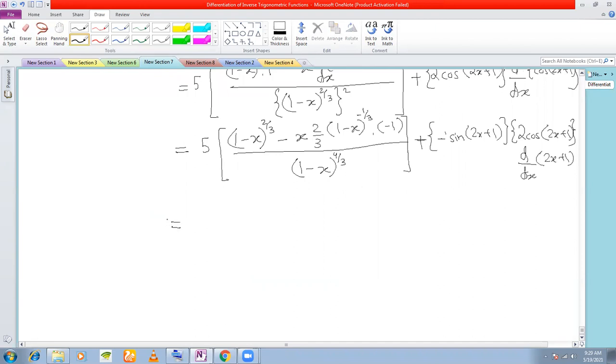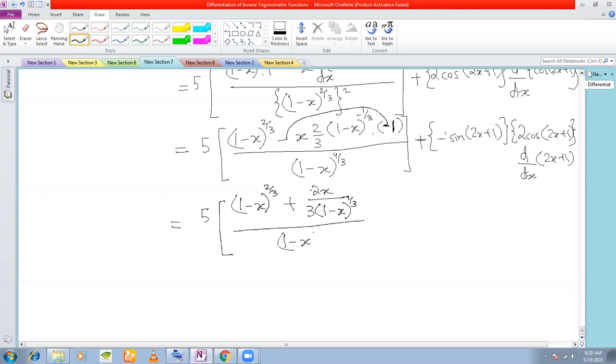So now we are going to simplify this. In order to simplify this, what you do here is you have (1 minus x) to the power of 2/3, right? Minus, you write this as 2x by thrice (1 minus x) to the power of 1/3, right? And this minus, I have a minus 1 here. These two minus signs are going to combine to give me a plus sign, divided by (1 minus x) to the power of 4/3.